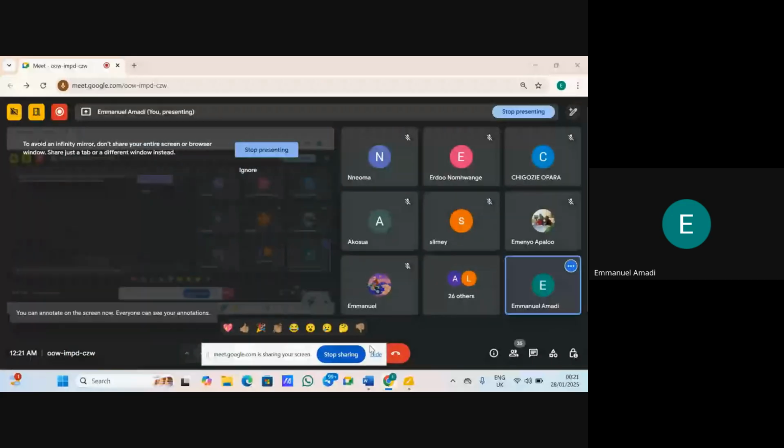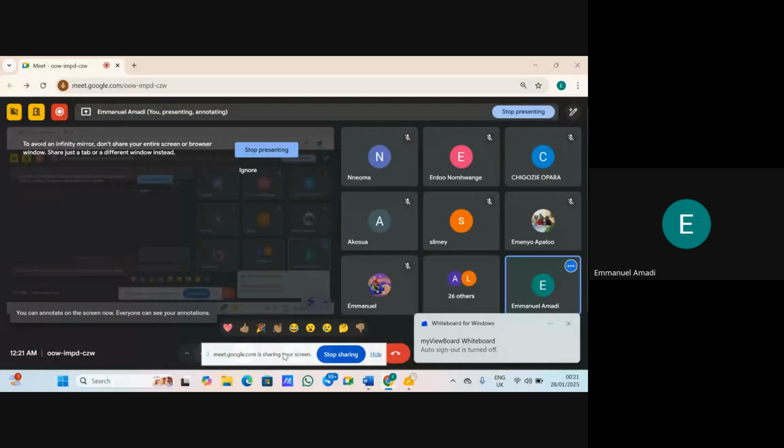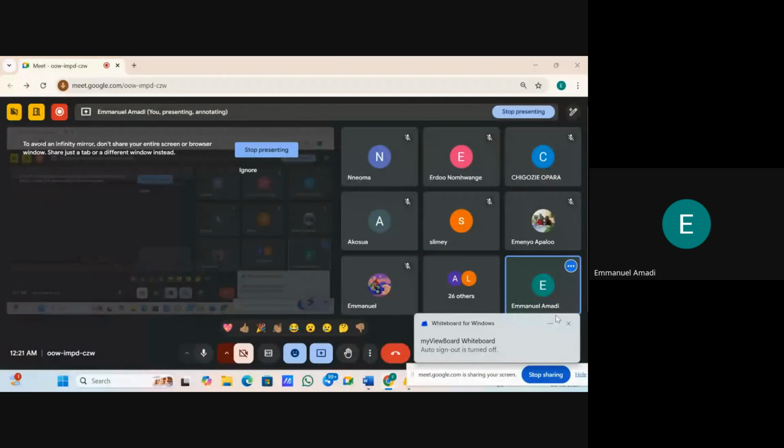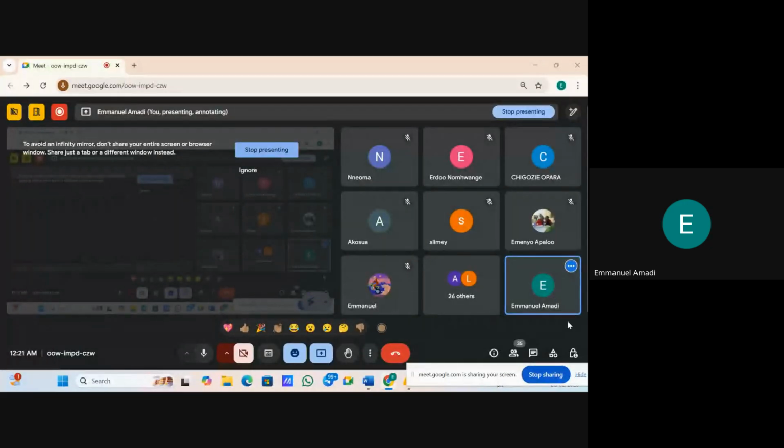So let's keep moving. Now, I'll share my whiteboard. One second, please. I'll share my whiteboard and then we can have this conversation moving. Let me open my whiteboard and share my screen. So the lecture is going to be at the whiteboard almost all through today.